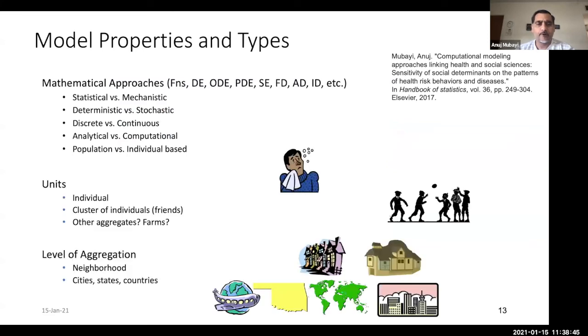Again, these are very important aspects: mathematical or statistical model versus mechanistic model, deterministic, stochastic, discrete, continuous, time and space, analytical and computational. There are different types of computational and analytical models, population, individual. Now, the types of models I'm listing here: functions, difference equations, ordinary differential equations, partial differential equations, stochastic equations, fractional differential equations. Have you heard of fractional differential equations?